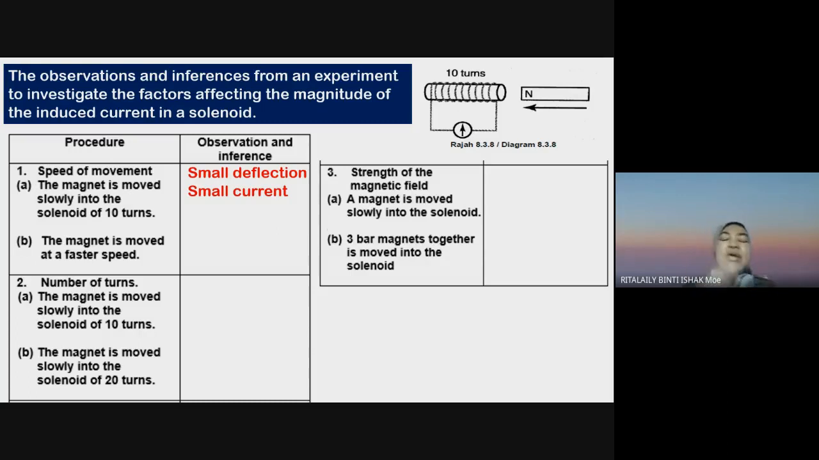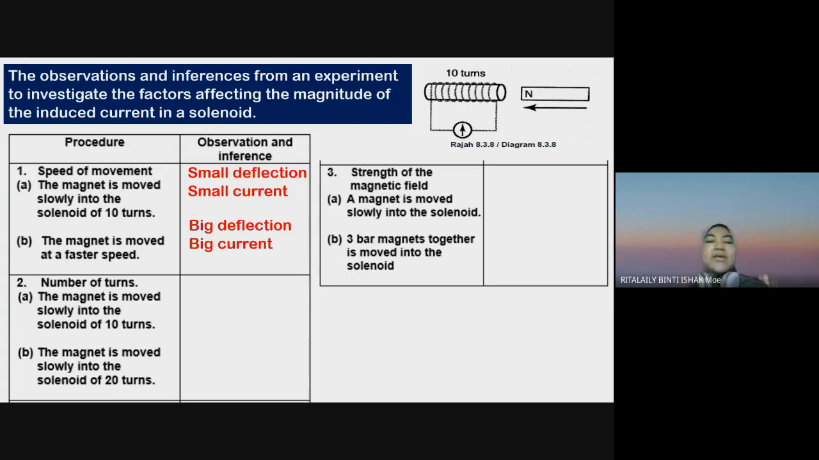When the deflection is smaller, it indicates that the current is smaller. Part B, the magnet is moved at a faster speed. What happens to the deflection? As the magnet is moved at a faster speed, it will deflect more. Therefore, the current is more. The observation is the deflection of the galvanometer. The inference is our conclusion based on the observation, so the inference is small current or big current.